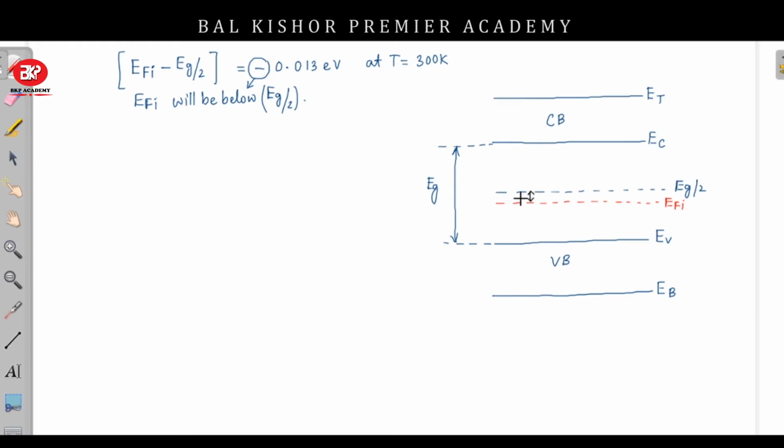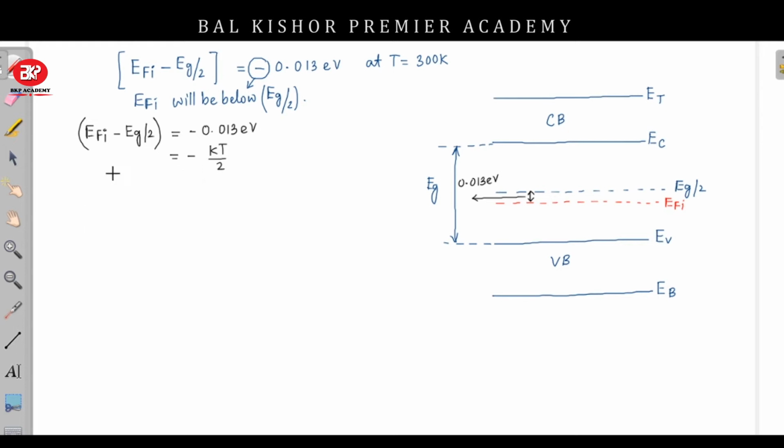And the gap between these two, ये वाले गैप का वैल्यू कितना होगा? This gap value will be 0.013 इलेक्ट्रॉन वोल्ट, and this 0.013 इलेक्ट्रॉन वोल्ट इज नथिंग बट, मैं लिख सकता हूं कि EFI माइनस Eg डिवाइडेड बाय 2 इक्वल्स टू माइनस 0.013 इलेक्ट्रॉन वोल्ट, that is nothing but the kT by 2.